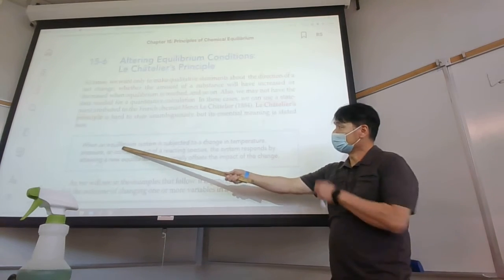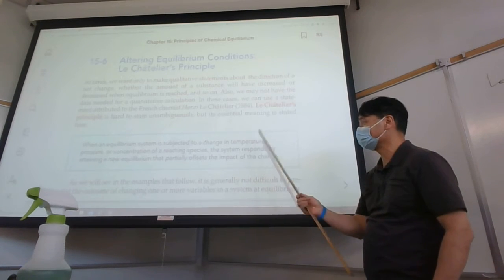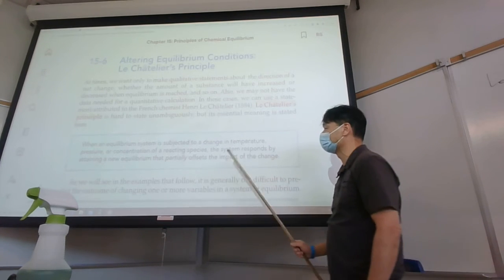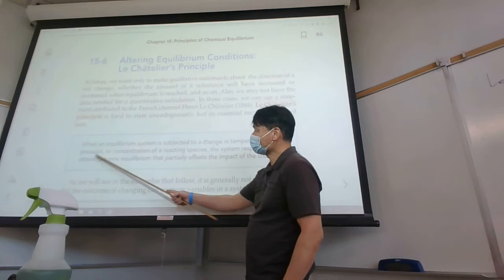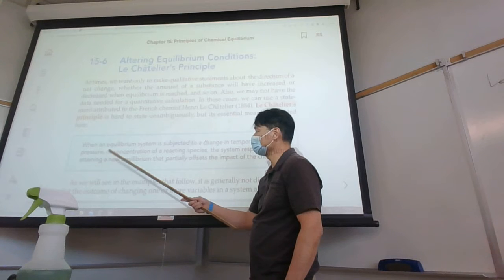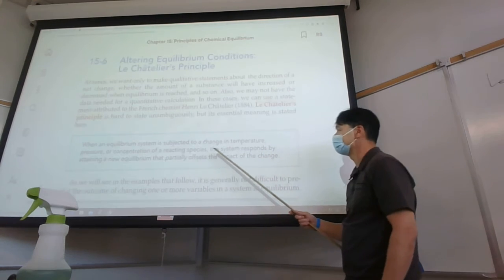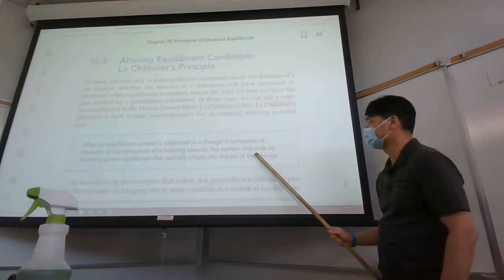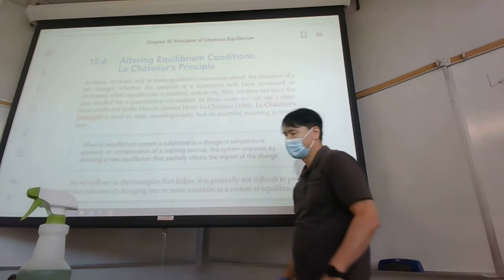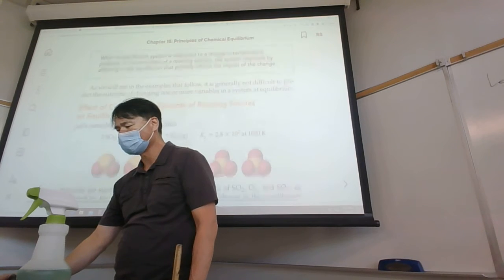We can sum it up here. When an equilibrium system is subjected to a change in temperature, that changes K, the balance, that is the product over reactant ratio. The pressure doesn't change K if we don't change the temperature. But changing pressure will upset the balance. Concentration will upset the balance. So your system responds by attaining a new equilibrium that partially offsets the impact of the change. In other words, we have to shift things around to reestablish the balance.